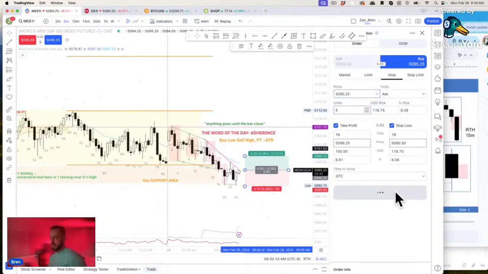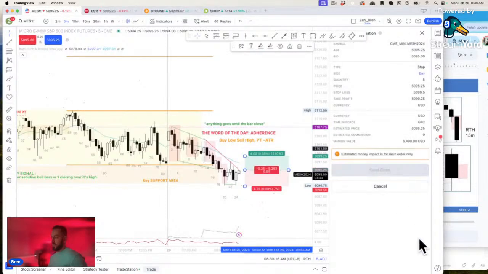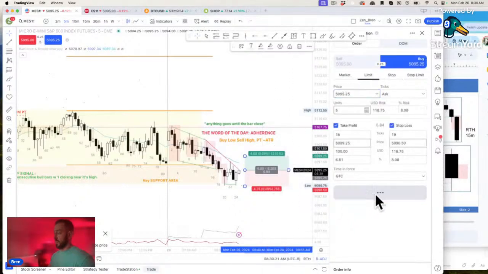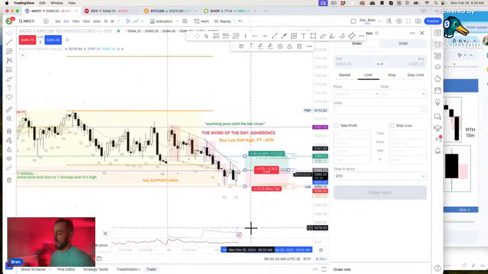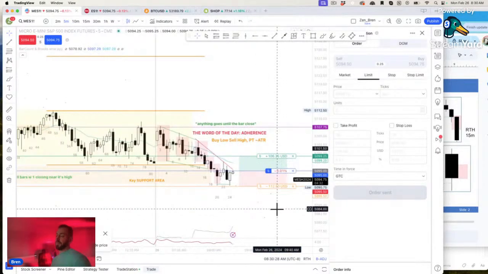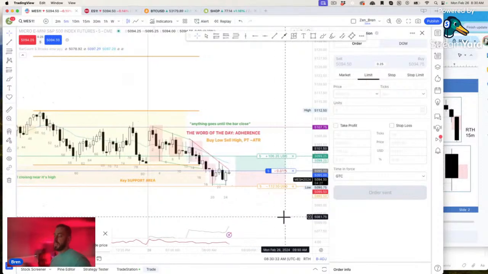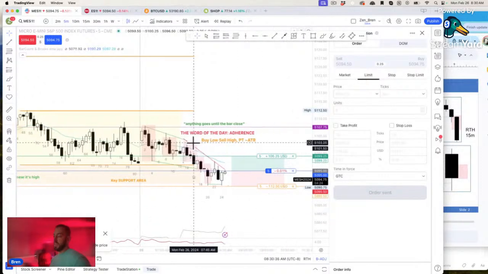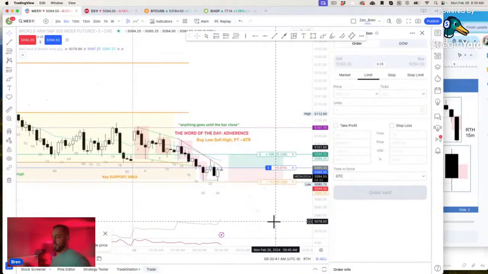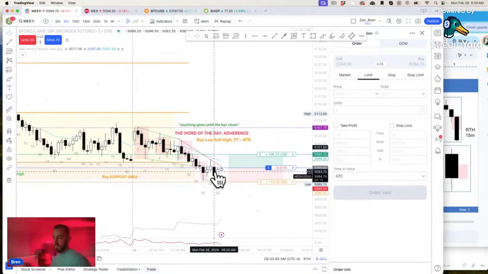Buy stop. Execution made. Bear selling at that bear trend line. ATR 3.97.